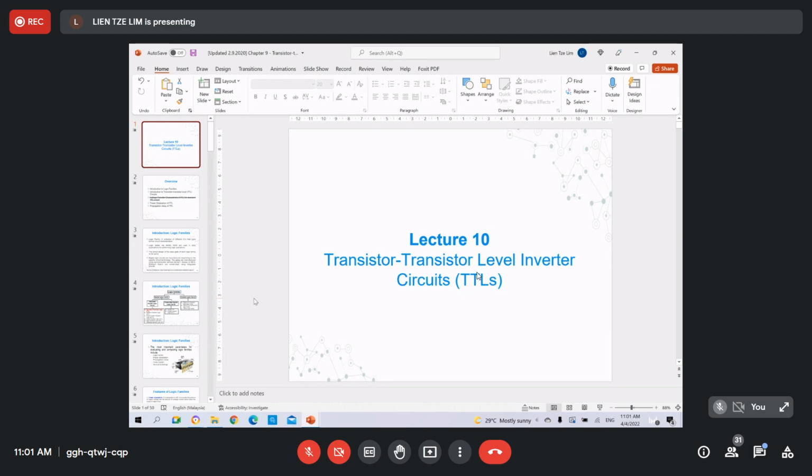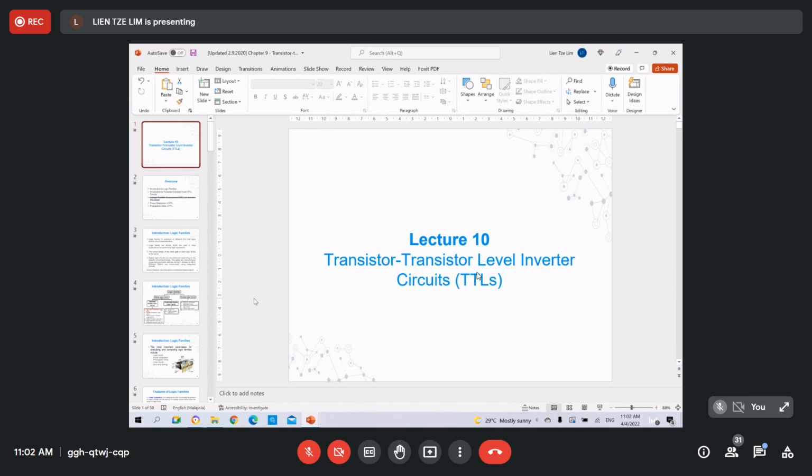TTL circuits include the TTL inverter circuit and the TTL NAND gate circuit. These circuits are also logic circuits, except that the transistors used are different. It does not use NMOS and PMOS. It uses other types of transistors. You learned before that we have many types of transistors: BJT, BiCMOS, and others, other transistors that we can remember.